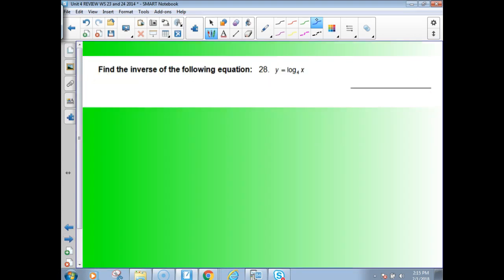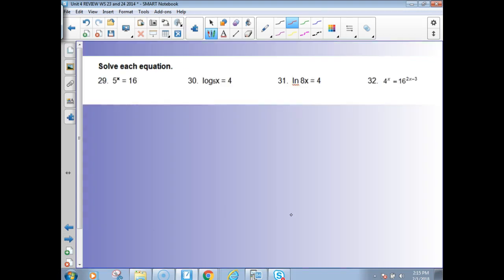Find the inverse. The first step when we found inverses, guys, what was the very first step for finding an inverse? Yeah, switch the x and the y. And some people forgot to do that. That's why I'm emphasizing it on the last quiz, and then they lost a point. All right, so now y is equal to, the base was 4, the exponent is x. That's it. Solve each equation, take the log of both sides, bring the exponent out front.